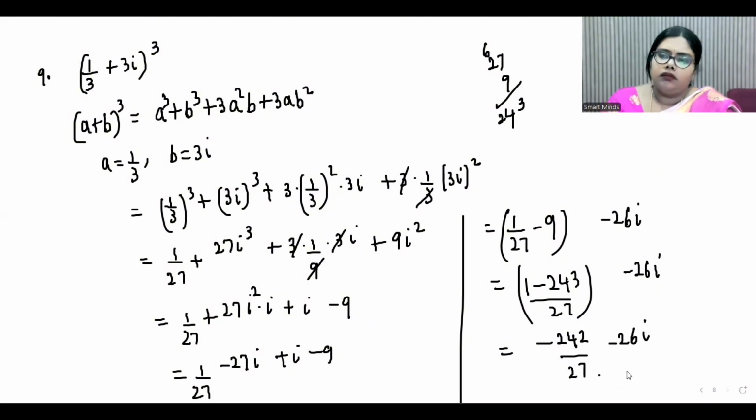So this can also be written as minus 242 by 27 plus i into minus 26.